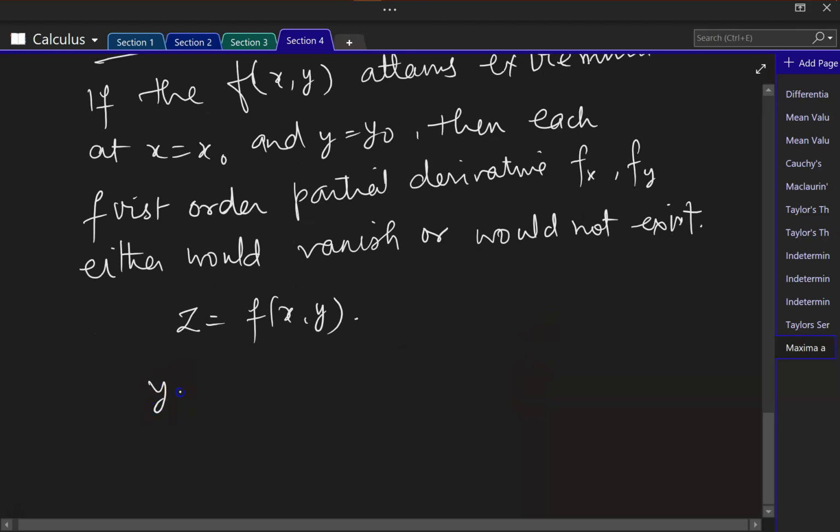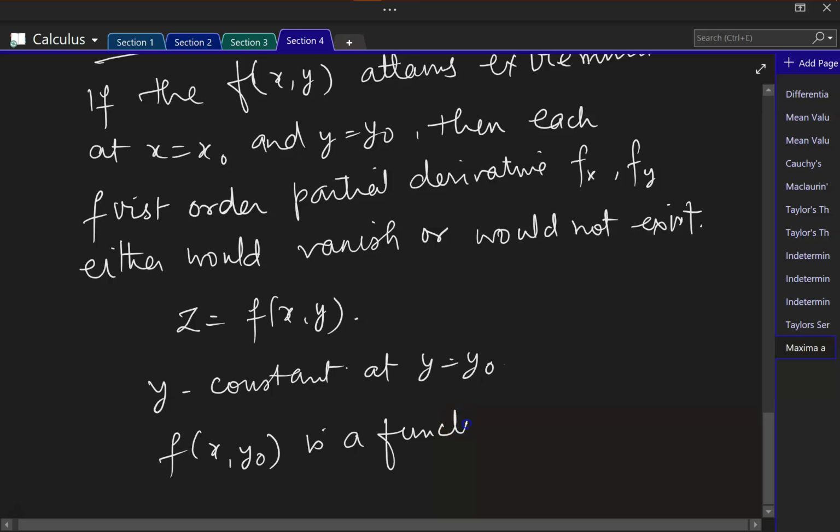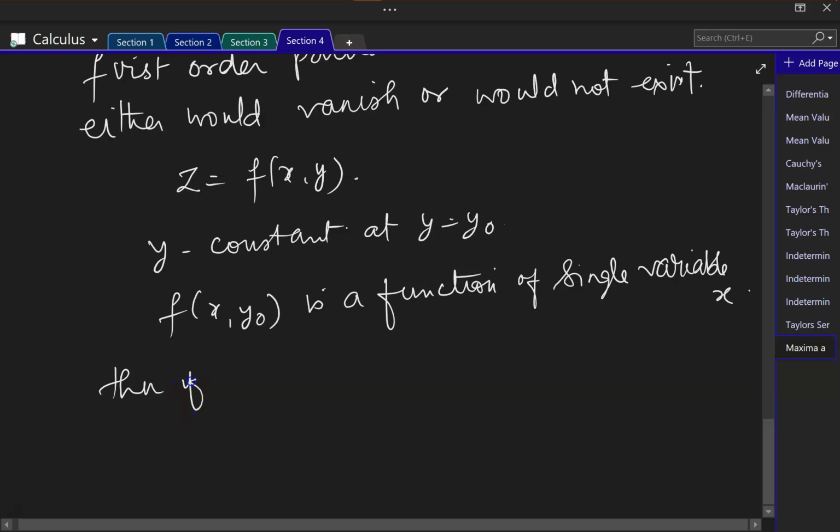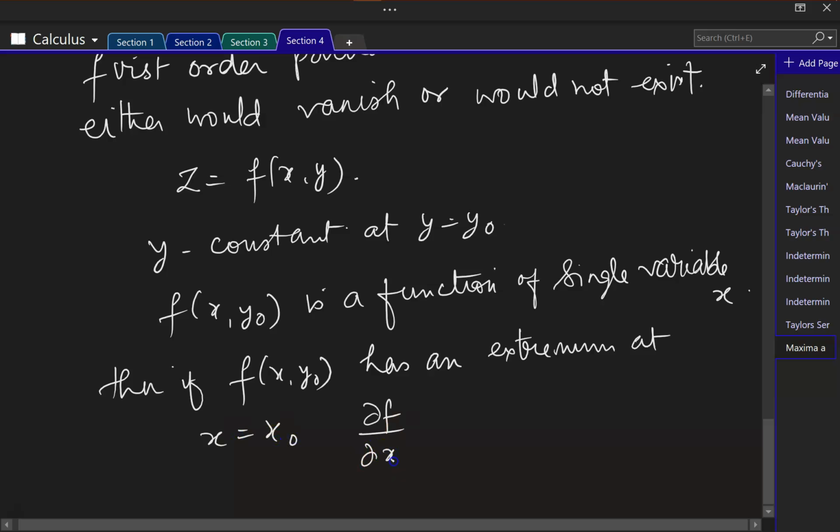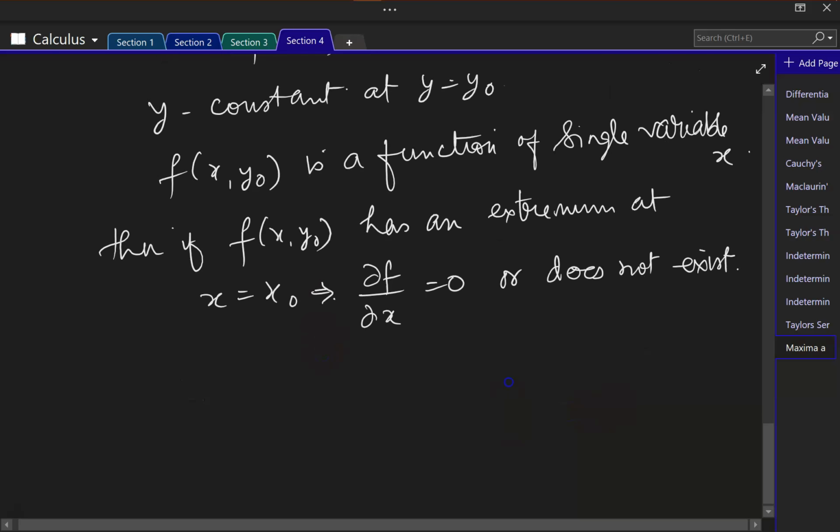Let's keep y constant at y equal to y naught. So f of x comma y naught is going to be a function of a single variable, that is x. Then if f of x comma y naught has an extremum at x equal to x naught, then dou f by dou x would be equal to 0 or does not exist. So this is what it implies.